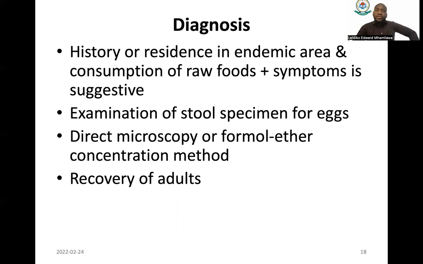The diagnosis is usually history or residence in an area that is endemic for these parasites, or consumption of raw foods and symptoms that are suggestive of the disease. Also, you examine the stool specimen for eggs, either through direct microscopy or using an ether concentration method; you learn this in the lab processes. But also sometimes you could recover adults, which is rare, but in heavy infection, you might be able to recover adults from stools or from endoscopy.